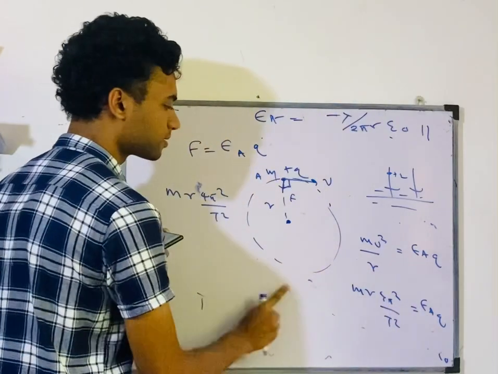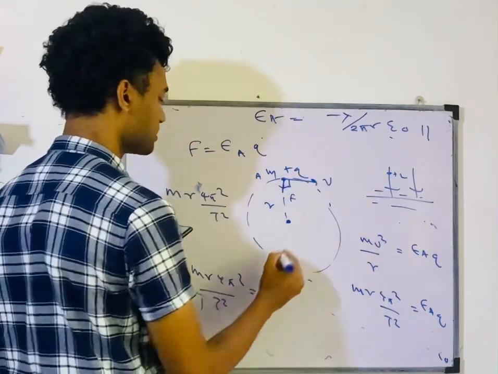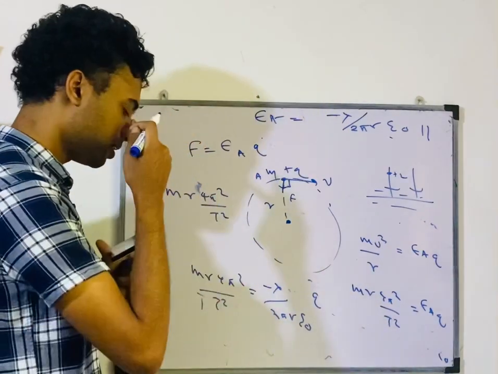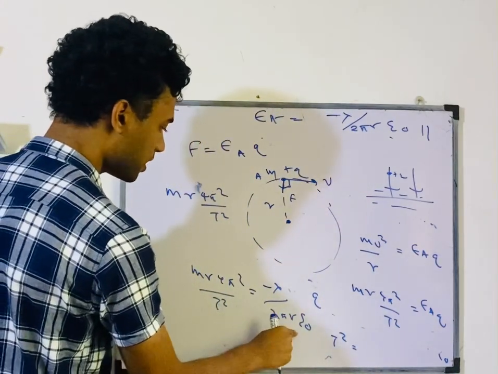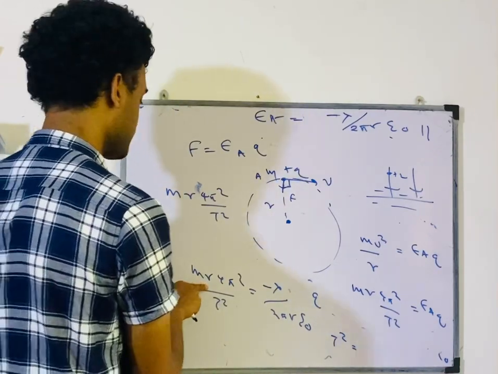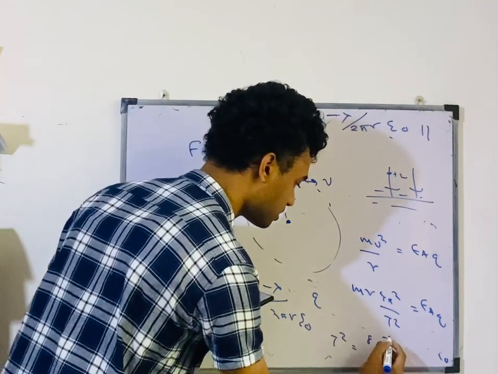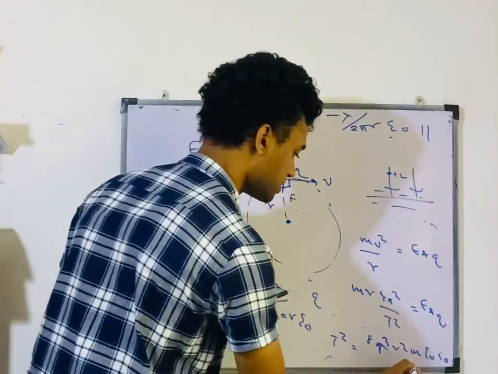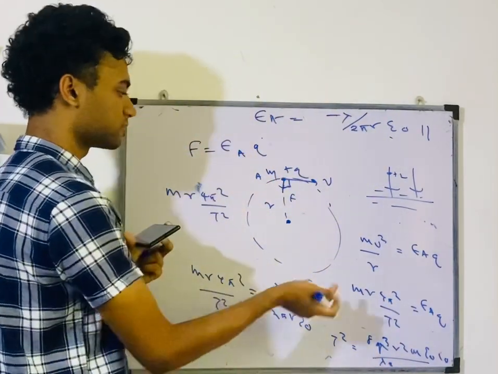So we got this. Then I can write it like this. m r 4 pi squared over T squared is equal to what? EA is minus lambda over 2 pi r epsilon naught times q. Then I get T squared is equal to what? 2 pi r epsilon naught times this term divided by minus lambda q. Then I get this answer: 8 pi cubed r squared m epsilon naught divided by lambda q. I'm not going to change the minus charge because this has no meaning here, right?